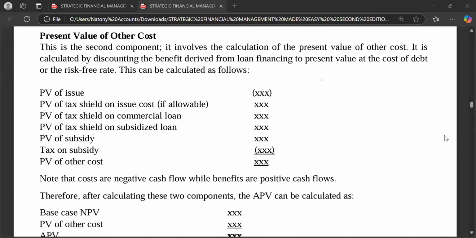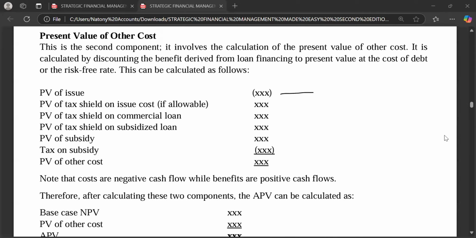Issue costs. Issue cost here is in brackets because it's an outflow. It's a cost. This is a benefit, tax shield on loan. You may have two types of loan, a commercial loan and a subsidized loan. Then the PV of the subsidy and tax on subsidy. So let me explain each of these variables one after the other.